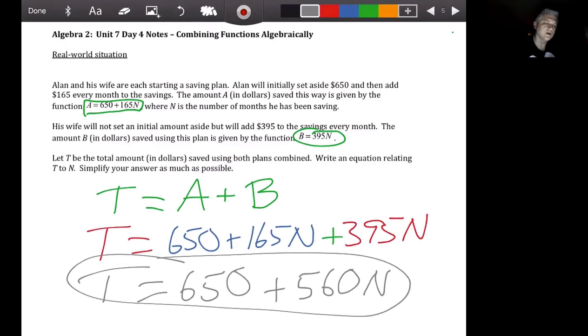You take the first equation and the second equation and then just read what they want you to do. They want both plans combined, so add the two equations together, combine your like terms, done. Okay, let's go to the next topic.